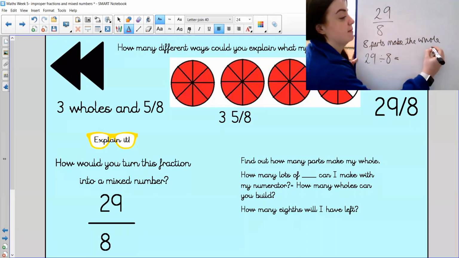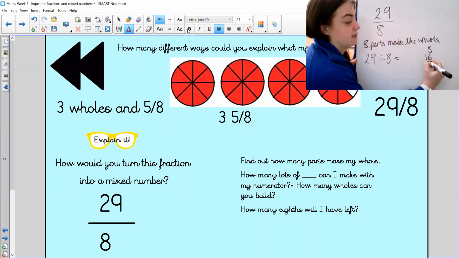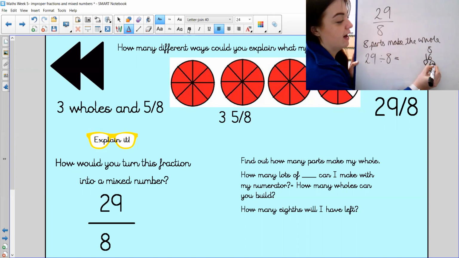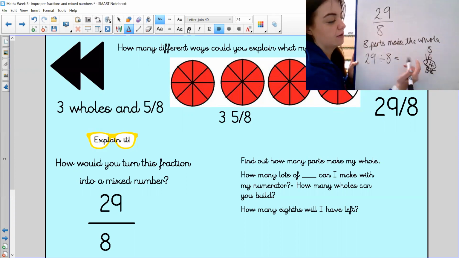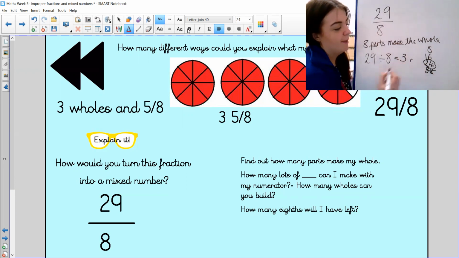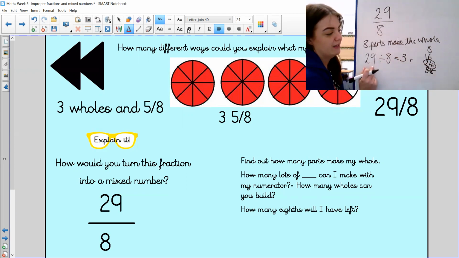So I'm going to use my times table here to help me. So 8, 16, 24, 32. Now 32 is too many because I've only got 29. So the closest one I can find is 24, which is how many lots? I can make 3 lots. And how many am I going to have left over? So 3 lots of 8 will give me 24, but I've got 29. So how many will I have left over? I will have 5 left over. Okay, so 29 divided by 8 equals 3, remainder 5.